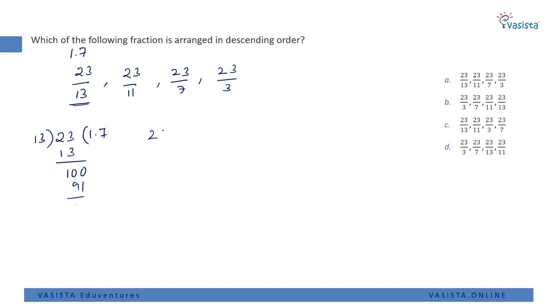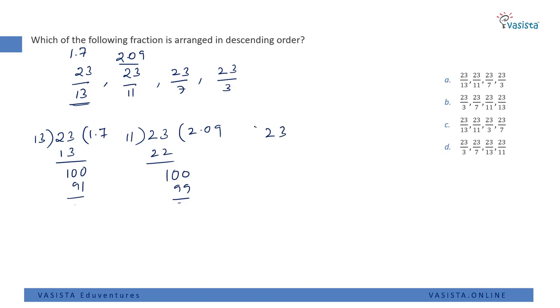Now let me go with 23 by 11. So 11 twos are 22, remainder 1, put the decimal point, take 0 again, which is not possible to divide, take 0 and 0, 11 nines are 99. So this is going to be 2.09.